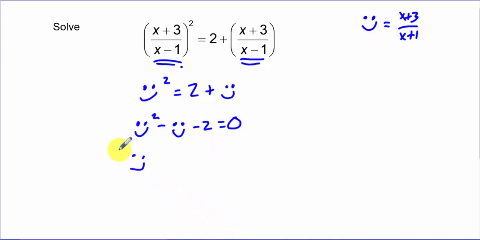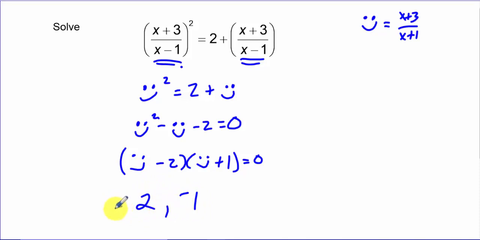That's just my happy face minus a 2, and my happy face plus a 1 equals 0. Real simple factoring, right? We have 2 and -1 is equal to that happy face. However, we're not looking to solve for the happy face. We want to find x. So now we've got to come over here and say, okay, well, if I know the happy face is equal to 2, just x plus 3 over x plus 1. Likewise, -1 is equal to x plus 3 over x plus 1.